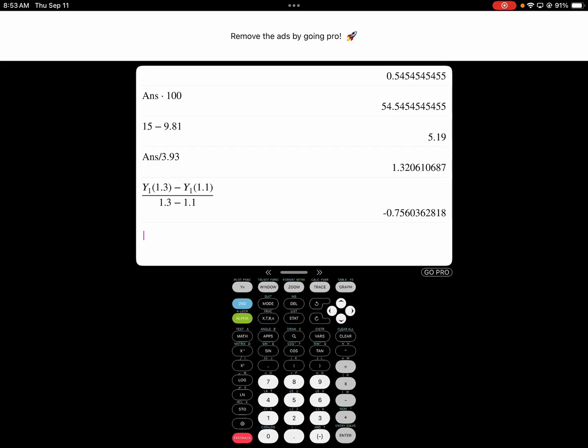All right, so that's just a nice way to approximate a derivative on the calculator, using that calculator function capability. Okay, all right, y'all try that last one.